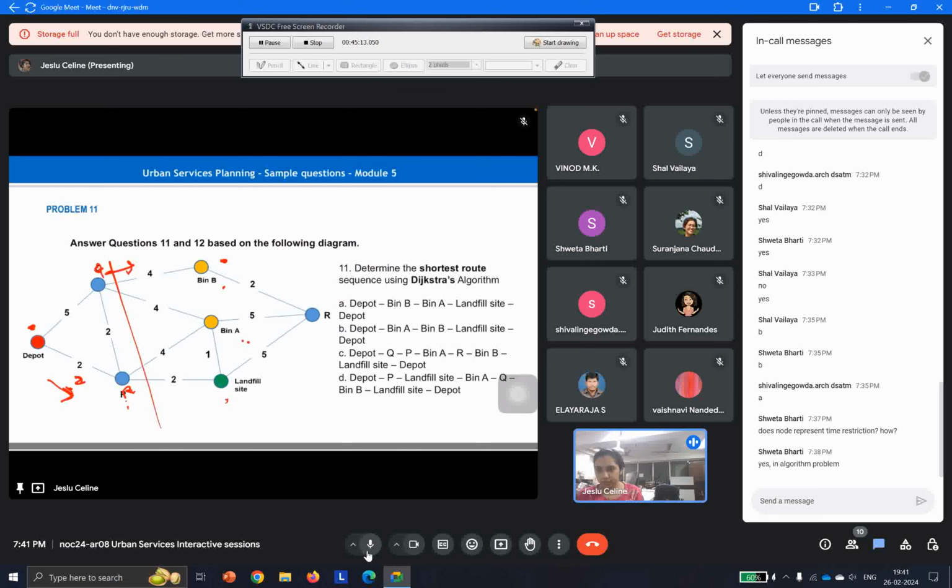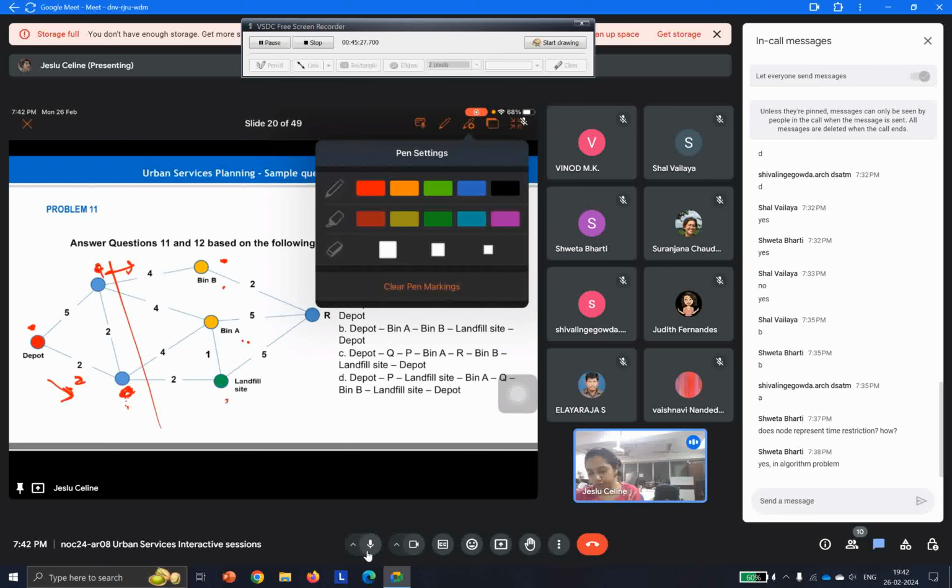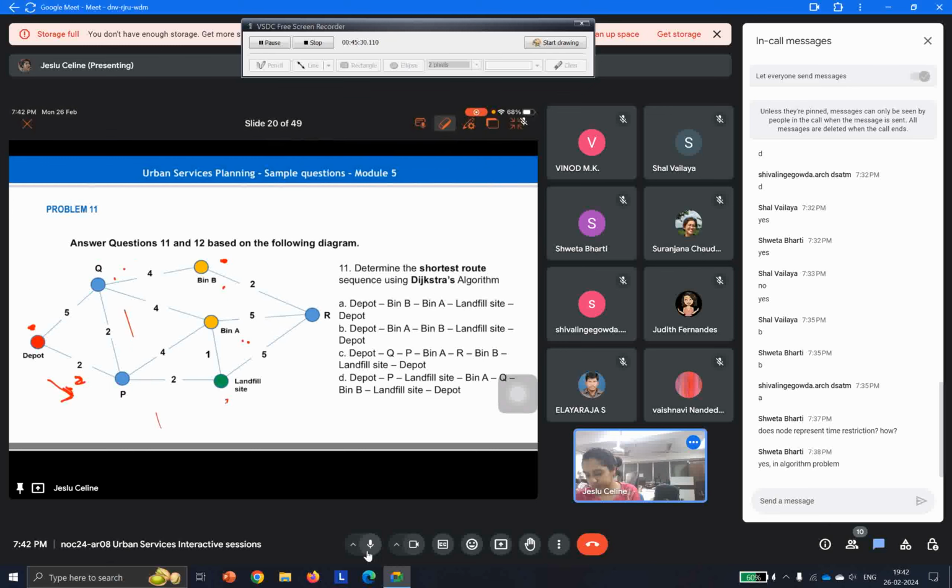So with this particular question, the requirement is that you need to visit bin A and bin B. It is not necessary that you visit all the other nodes like Q and P. Those are just junctions, and even if you don't visit them, it's okay. But bin A and bin B need to be visited, and the landfill site needs to be visited, and finally you need to come back to the depot. So I think you can take 2 minutes, and if someone can solve it and tell me the answer, it would be good. I'll just leave this question on.